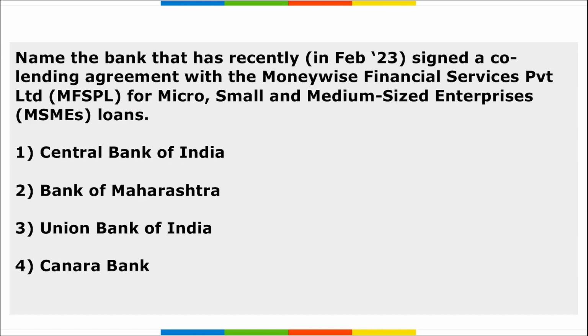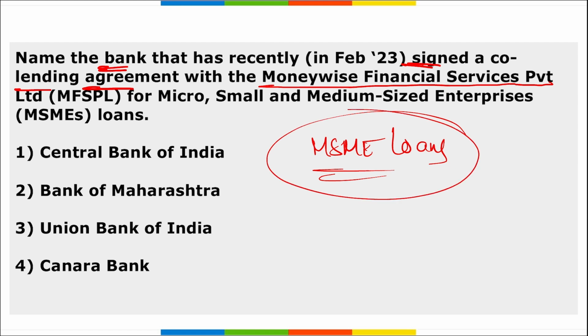All right. Next, name the bank that has recently signed a co-lending agreement with Moneyfice Financial Service Private Limited for MSME loans. In order to provide loans to MSMEs, which bank has tied up with Moneyfice Financial Service Limited? It will be Central Bank of India. Central Bank of India and Moneyfice Financial Limited will be providing MSME loans. All right, the agreement will help both entities expand their portfolios.